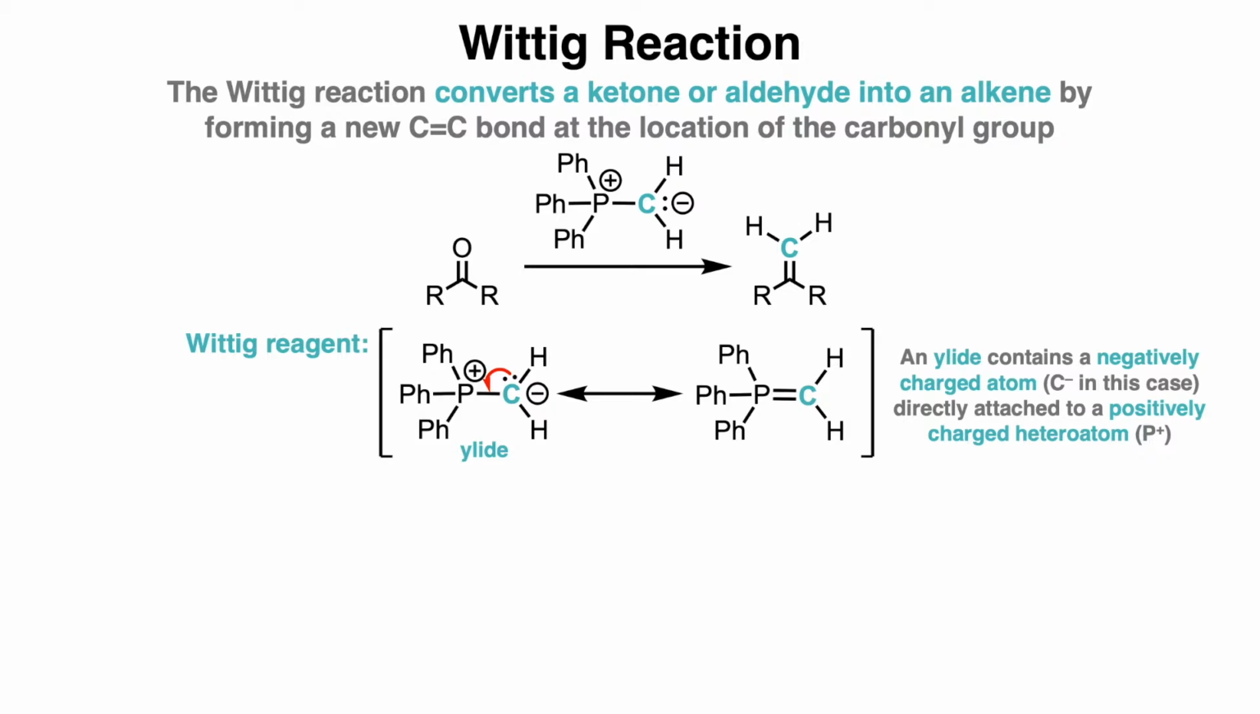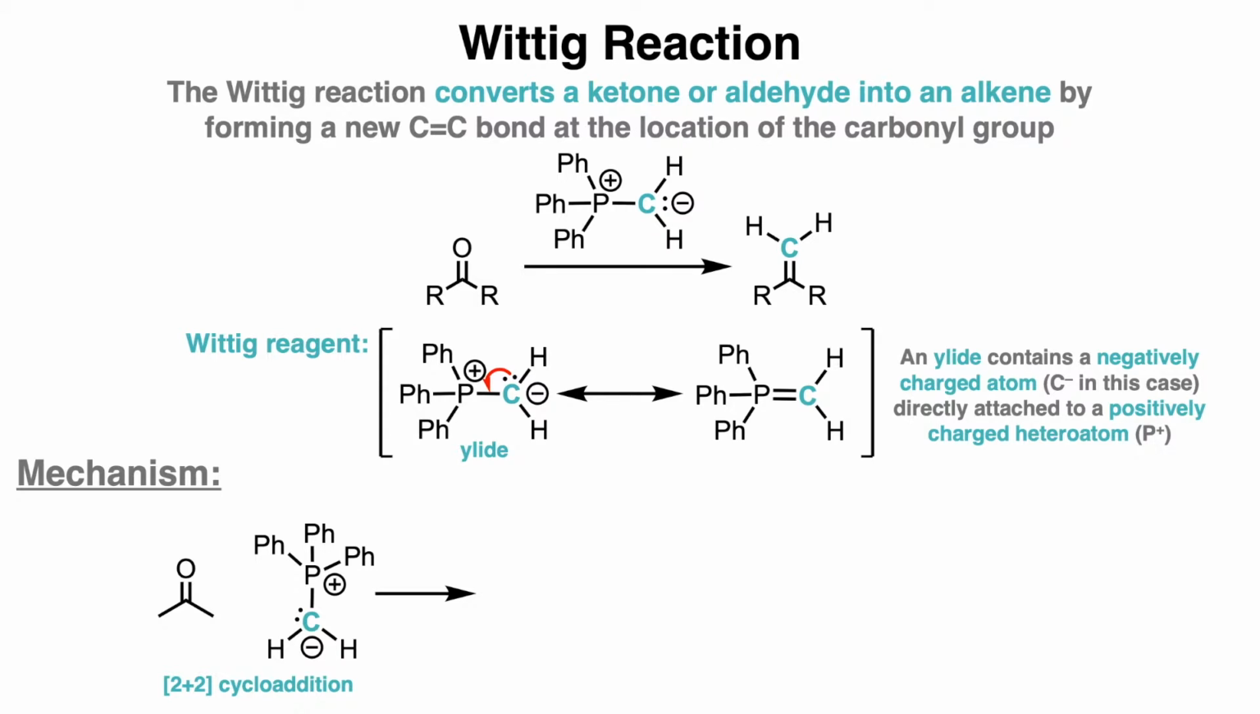An ylide contains a negatively charged atom, C- in this case, that is directly attached to a positively charged heteroatom, P positive in this case. The mechanism of a Wittig reaction starts with a 2+2 cycloaddition, where the nucleophilic C- in the Wittig reagent attacks the electrophilic carbon of the carbonyl.